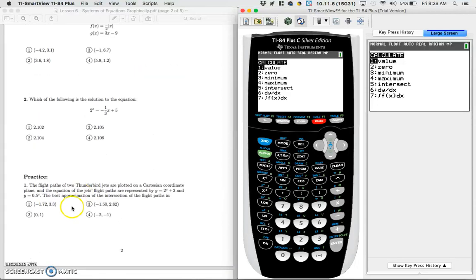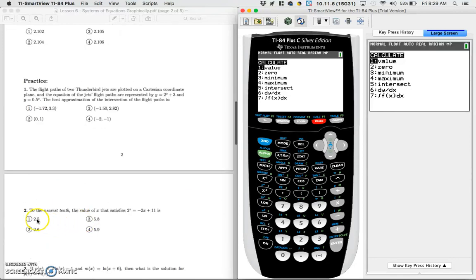For problem 1, I'm not going to do this one, but as a hint, the answer choices are pretty far apart. So do we have to find the exact point of intersection, or could we just trace it? For problem 2, some of the answer choices are pretty close together. Do we have to use trace, or do we have to find the exact point of intersection? So these problems build in difficulty, and they'll let you practice the skill you just learned.